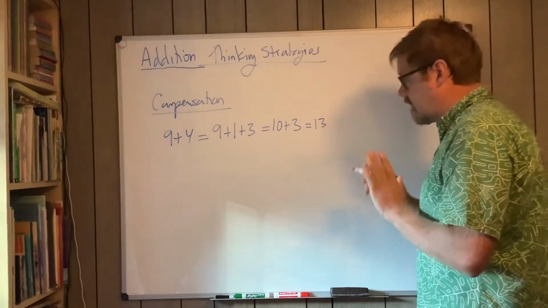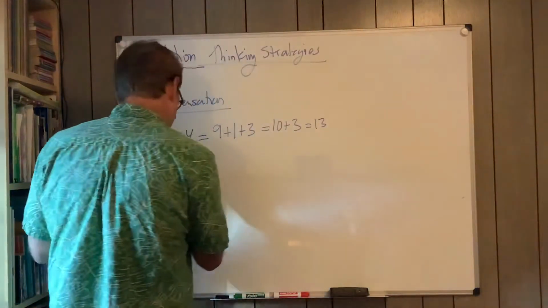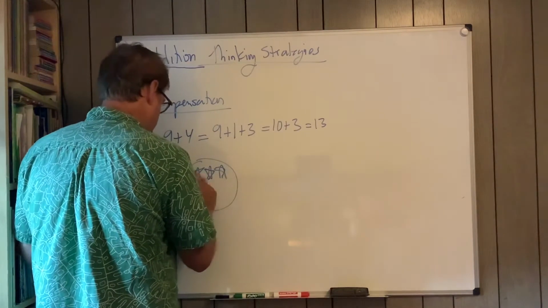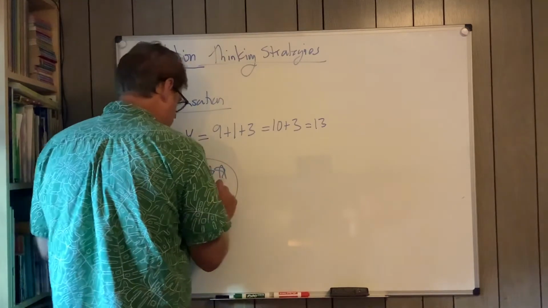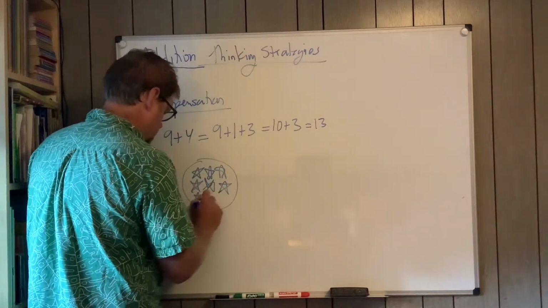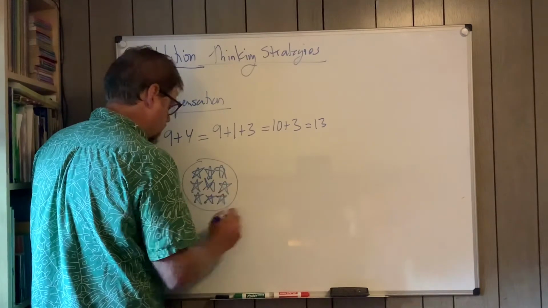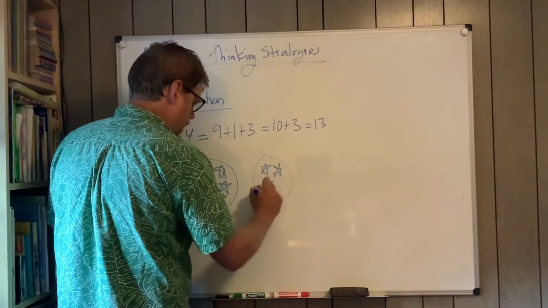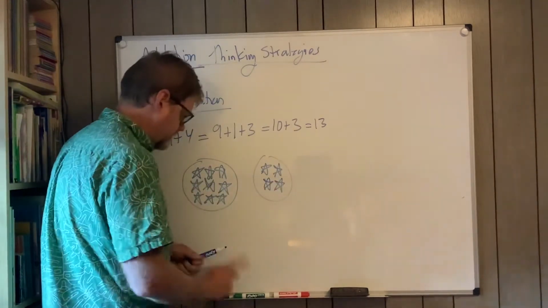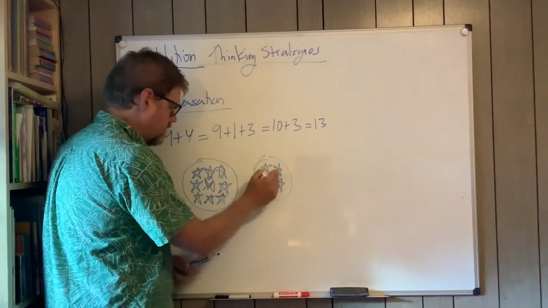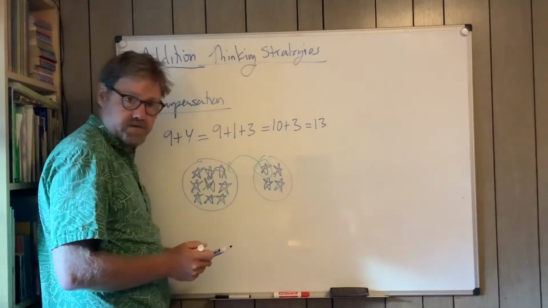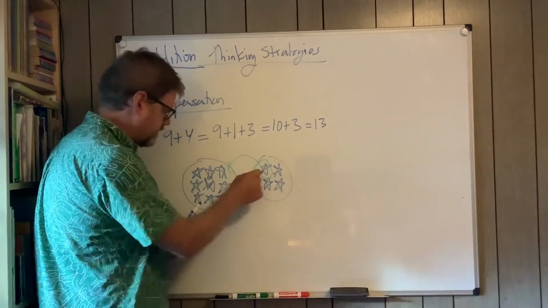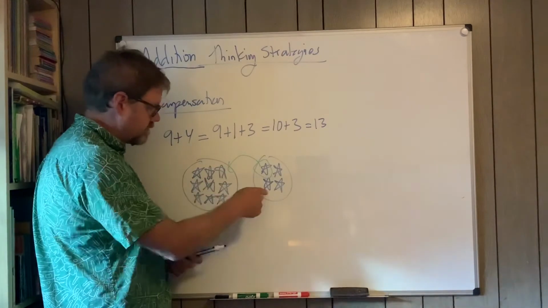A couple of things with this: I always like this picture. Let's see, I have 9 objects, and I've got 4 objects. All compensation is, is grabbing one of these guys and moving it over to there. So it's saying 9 plus 4 is the same as 10 plus 3.